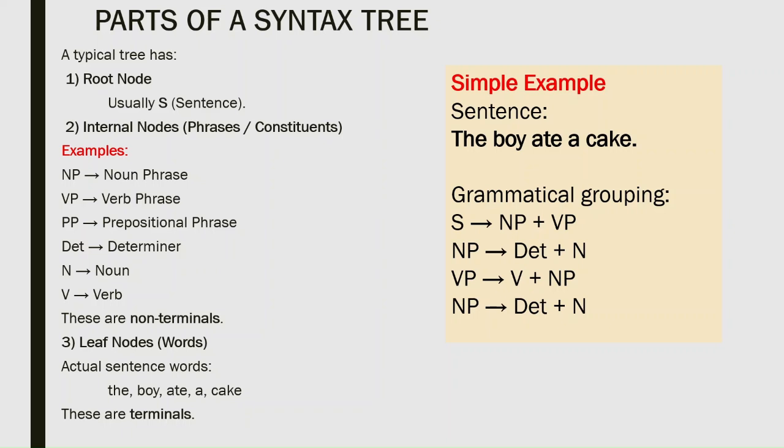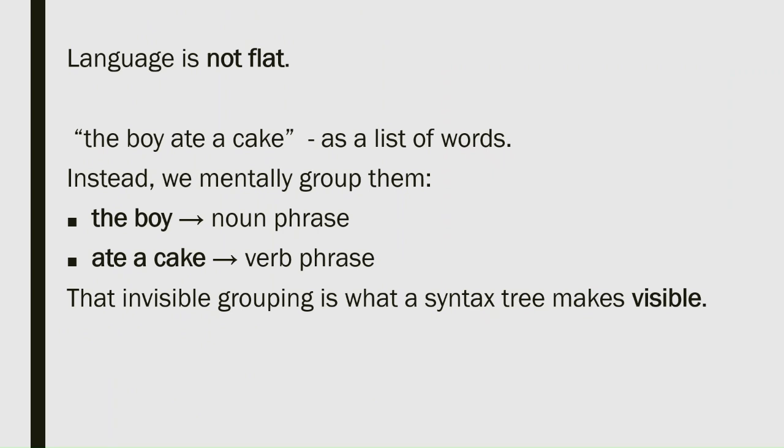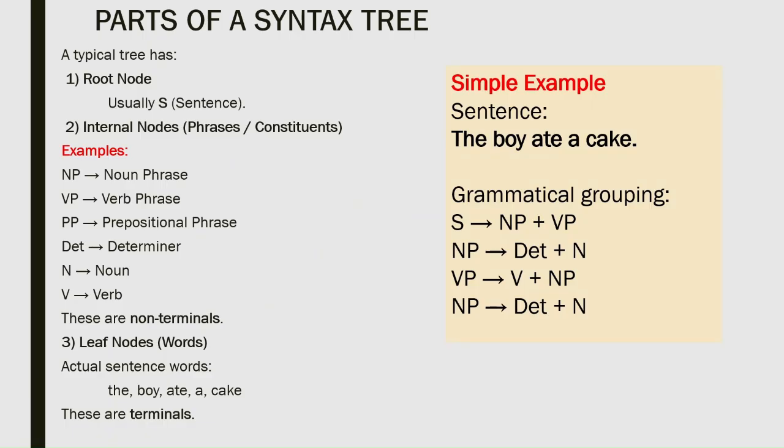These are terminals. Okay. So if you see the simple example, the boy ate a cake, how the grammatical grouping will be: a sentence is made up of noun phrase plus verb phrase, as I told you in the previous thing. So any sentence is divided into noun phrase and verb phrase. So S is a sentence or a start symbol, whatever you say. It's a sentence in NLP, start symbol in compiler design or theory of automata. So S is a sentence which consists of a noun phrase and a verb phrase. So NP plus VP. And then NP can be determiner plus noun.